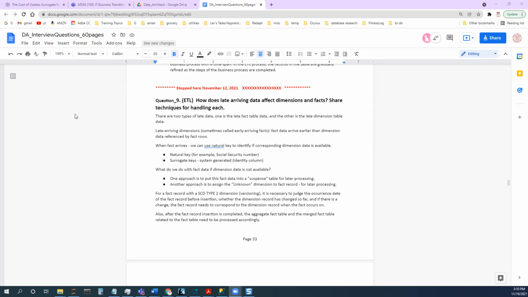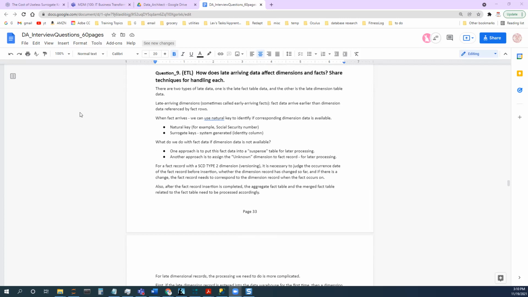For a fact record with SCD type 2 dimension versioning, it is necessary to judge the occurrence date of the fact record before insertion, whether the dimension record has changed so far, and if there is a change, the fact record needs to correspond to the dimension record when the fact occurs. Also, after the fact record insertion is complete, the aggregate fact table and the merged fact table related to the fact table need to be processed accordingly.